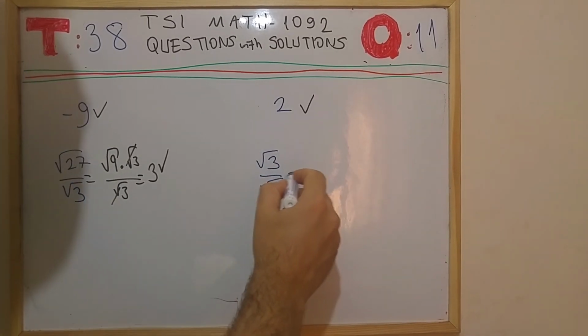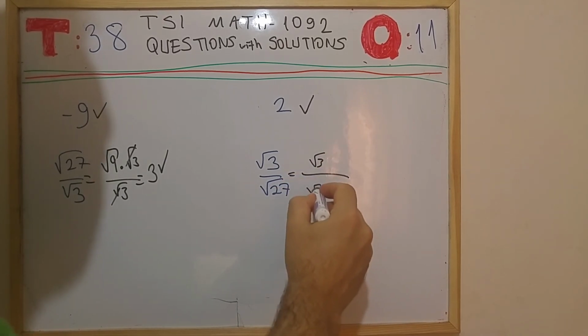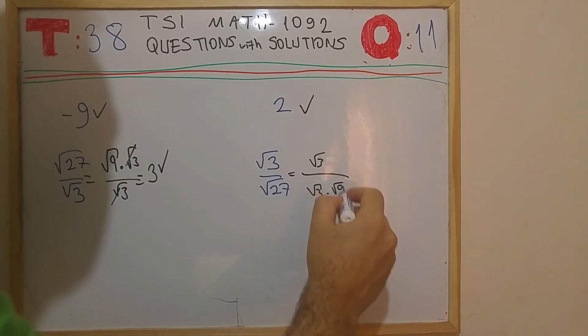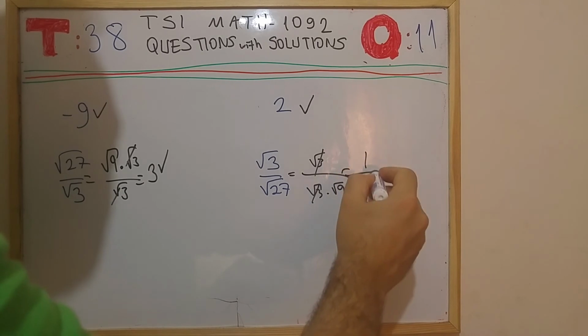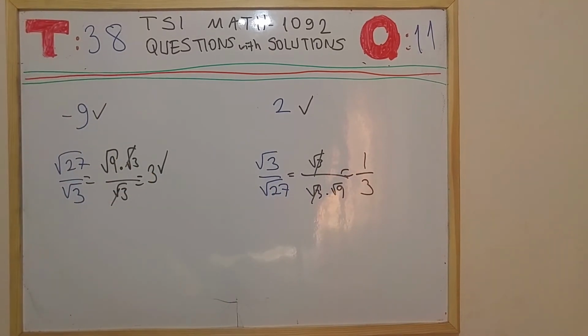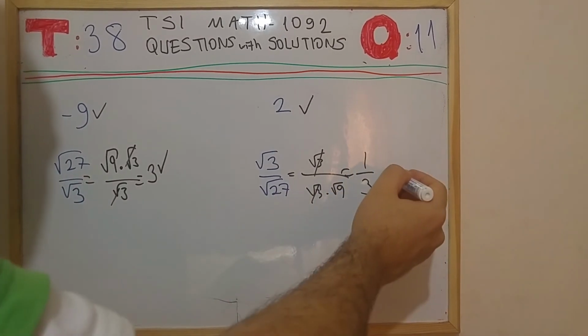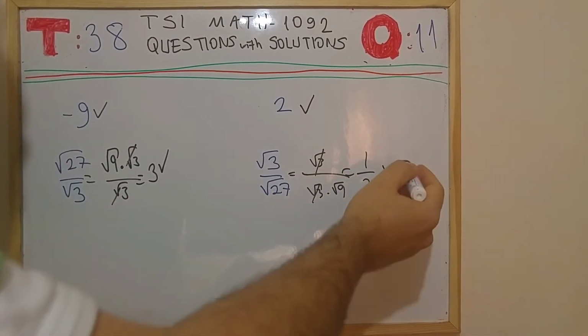On the other hand, here what we have is square root of 3 over square root of 3 times square root of 9. So this is equal to 1 over square root of 3. Square root of 9 is 3. This is equal to 1 over 3. 1 over 3 is a rational number, but it is not an integer. Therefore, we have to choose this one.